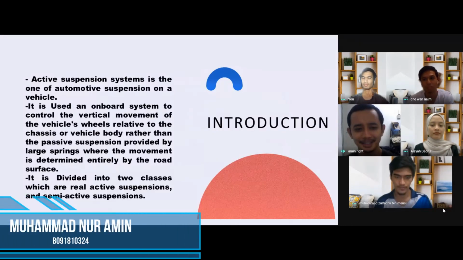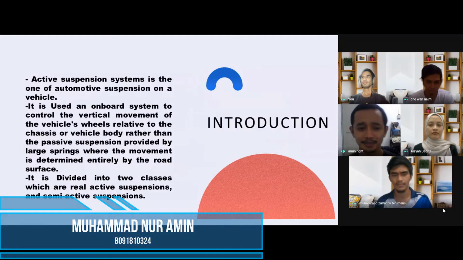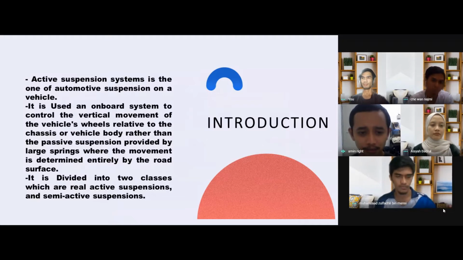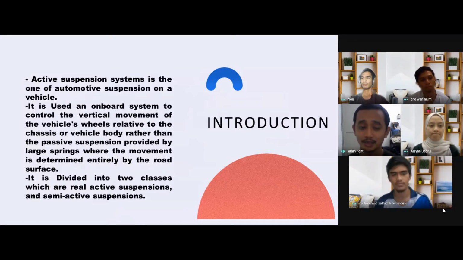For our introduction, the active suspension system is one of the automotive suspensions on a vehicle. It uses an onboard system to control the movement of the vehicle wheel relative to the chassis or vehicle body, rather than the passive suspension provided by a large spring, where the movement is determined entirely by the road surface. It is divided into two classes, which are fully active suspension and semi-active suspension.